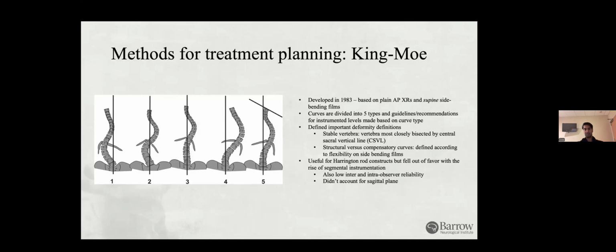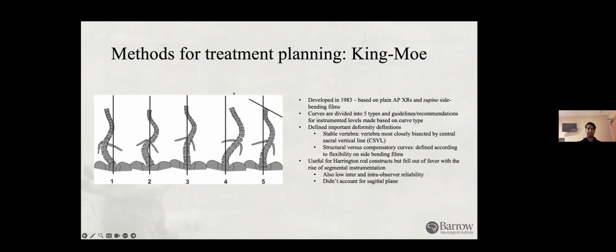And this King-Moe classification was the first time someone had tried to actually standardize this treatment so that a spine surgeon across continents, across states, would be able to assess the same radiograph and come up with treatment approaches. The curves are divided in this classification into 5 types, and the recommendation for what surgery to use is dependent on the curve type. But the real benefit of this classification system is it started to define these terms that are still used in the newer classification systems today.